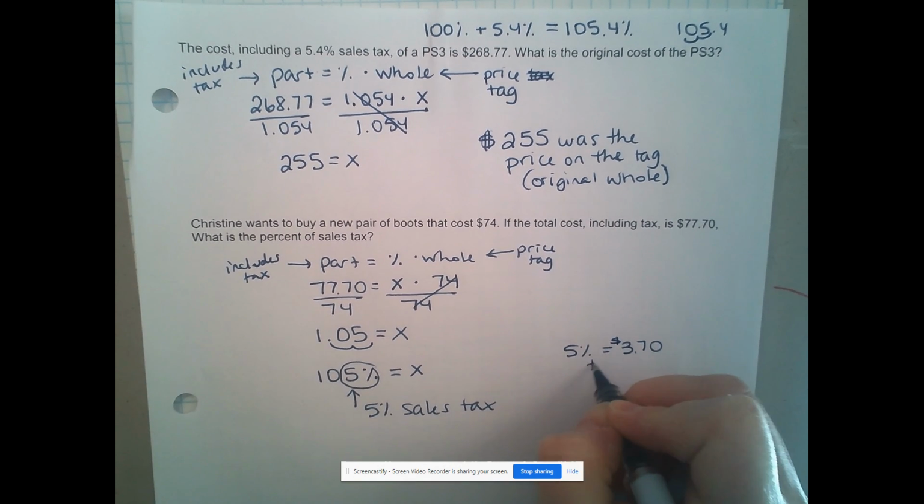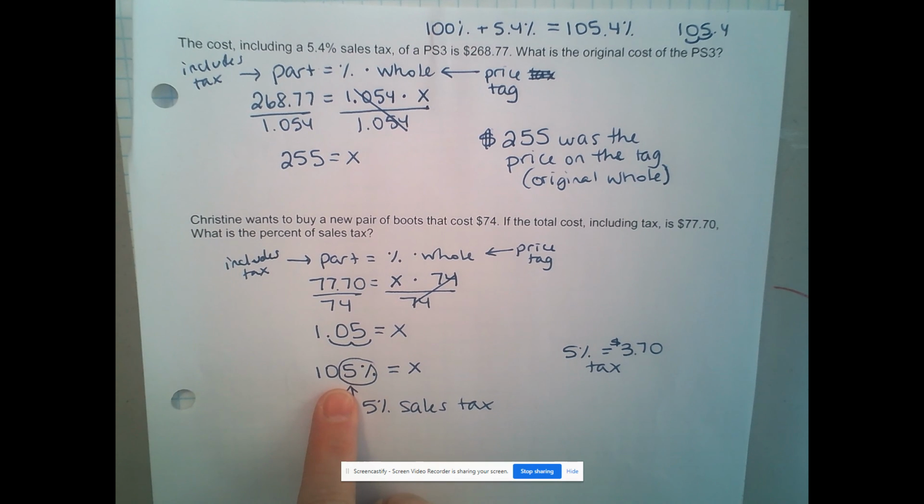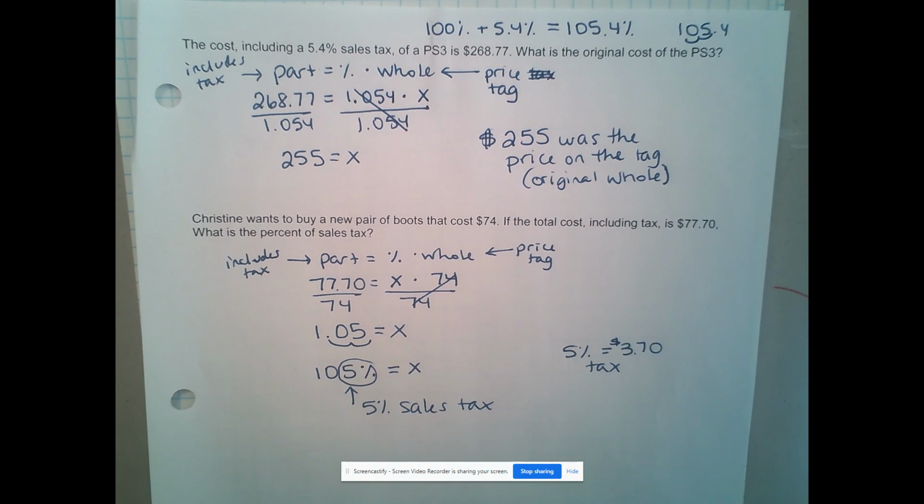$3.70 for tax. This question would have been a lot harder to do as a proportion without recognizing that we could use 105%. Would have taken you a lot more work. So sometimes the percent equation can really help you out.